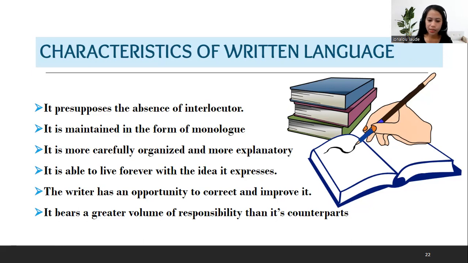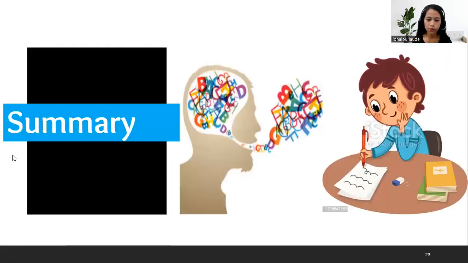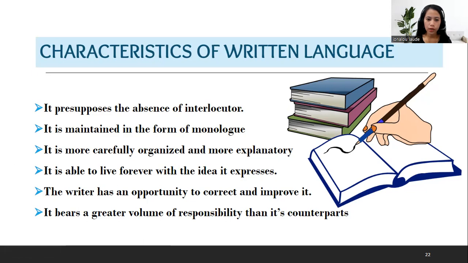Alright, so that's it. So those are the six characteristics of written language that make it different from spoken language. So I guess that's all for our discussion.